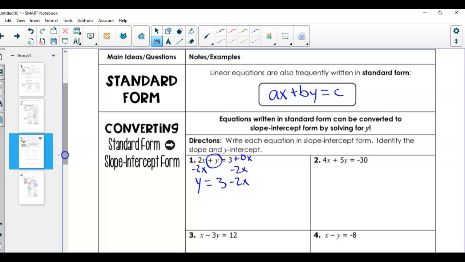The last thing, so if you don't do this to begin with, you'll need to switch these two so that the slope or variable term comes first. And make sure your signs match. Right? Then I can say that my slope is -2 and my y-intercept is 3.